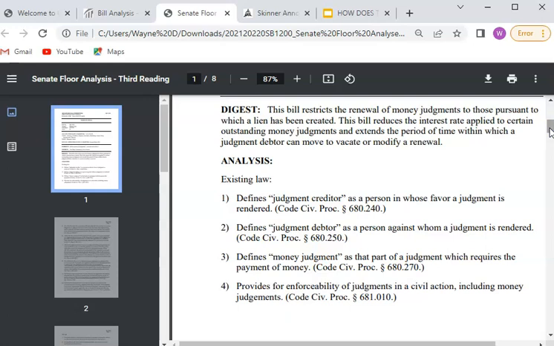It says what a judgment creditor is: a person in whose favor a judgment is rendered. Judgment debtor: a person against whom a judgment is rendered. Money judgment is a part of a judgment which requires payment of money. It provides for enforceability of judgments in civil actions, including money judgments. So these are the codes below.